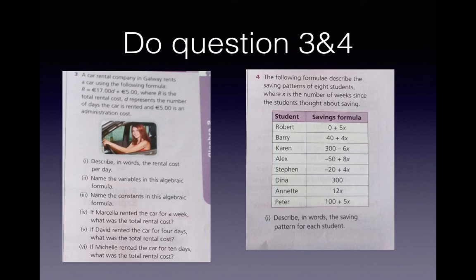Annette is the other special case. Annette has got nothing in the account because there's no number there, and there's no 0 there either. And if there's no 0, we can imply that it's there, but it's hidden. So she starts off at 0, and then every week she puts in €12. So every week she's going to have 12, 24, 36 euro in her account. It's going to increase by 12 each week.